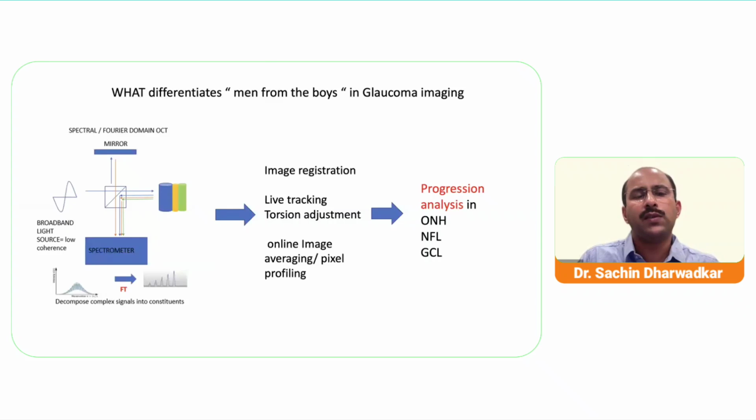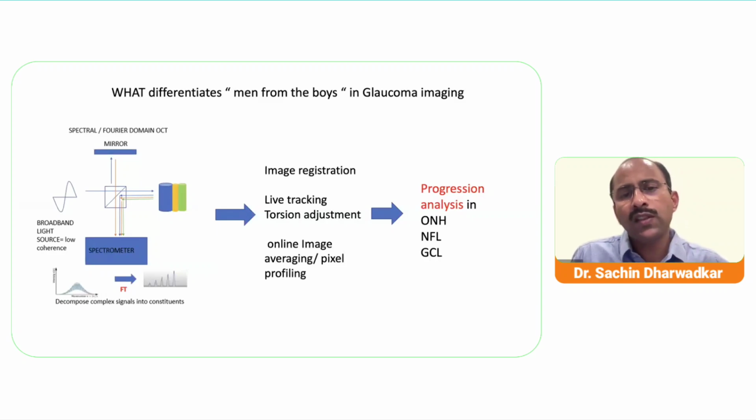So once you have the image that has been acquired and processed, you want to ultimately understand how it will help you in assessment of progression. So there is something called image registration and the live tracking and torsion adjustments that take place, which superimpose the next image on the previous image, and give us a point-to-point comparison over time to help us identify progression even at those sub-micron levels, which help us in clinical decision making, especially for patients with progression in the green or preperimetric disease.